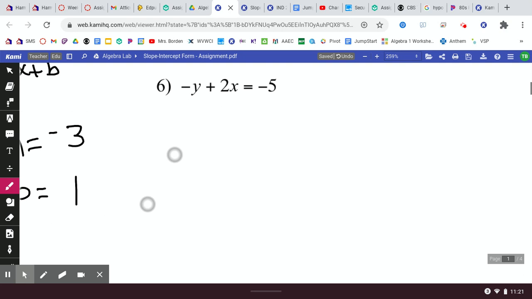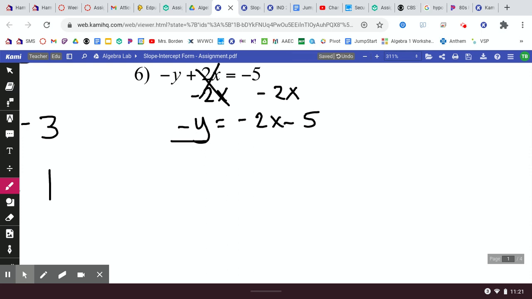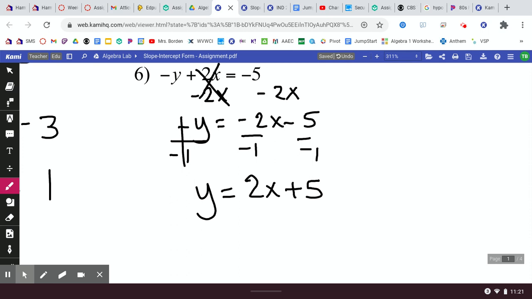All right. Corbin, what's my first move here? Good. I'm going to subtract 2x and subtract 2x. That's going to leave behind a negative y over here. What am I going to write first on the right side? Good. Negative 2x minus 5. And then what? Divide by a negative 1, by a negative 1, by a negative 1. And that changes the sign of everything. So a negative and a negative goes positive, and a negative and a negative goes positive.